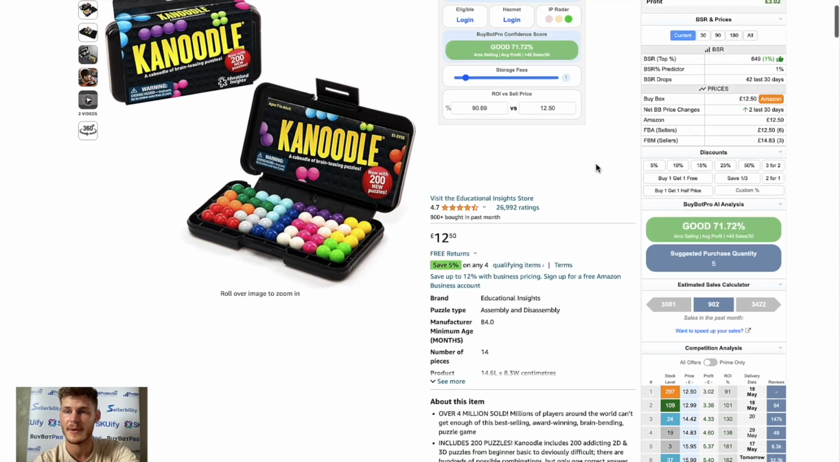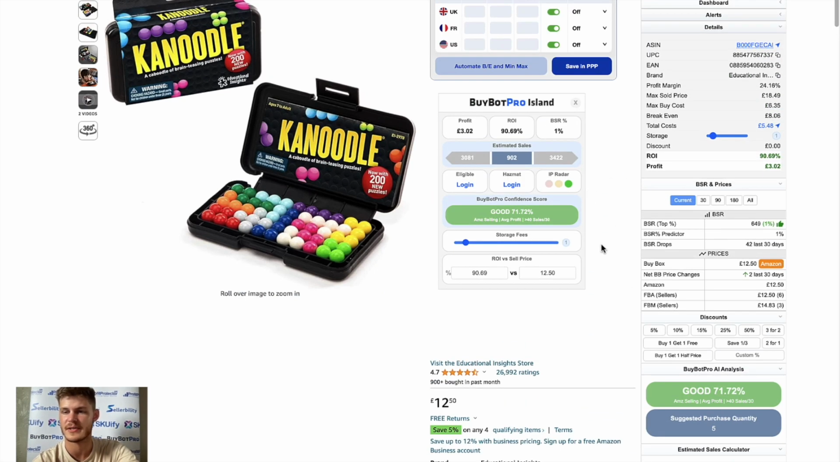So let's now come up to the prices section of the BSR and prices chart. So it's going to tell me the BuyBox price and who holds it currently. So it's Amazon. And then it tells me the net BuyBox price changes. So how many times the BuyBox has changed over the last however often. So it's up +2 in the last 30 days. Now if we hover over this, we can see the exact amount of ups and downs that it has had. So what are we looking for here? What's good to see here?